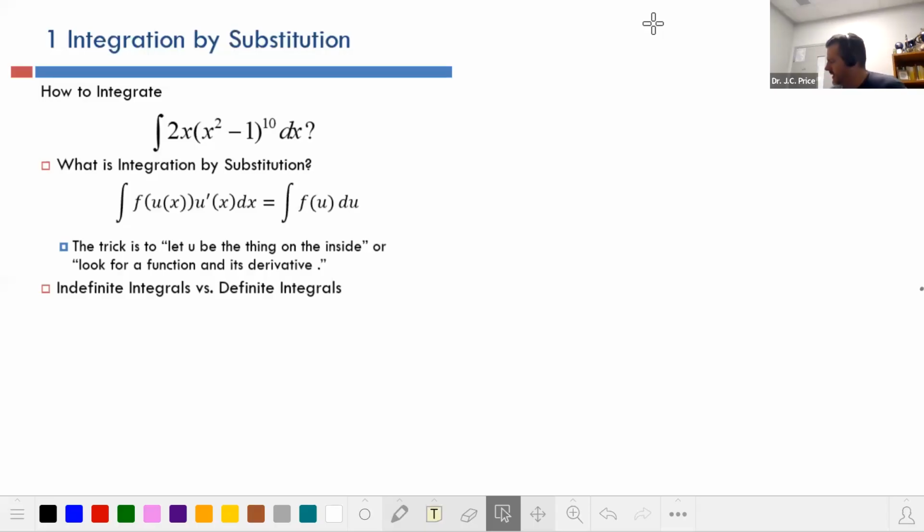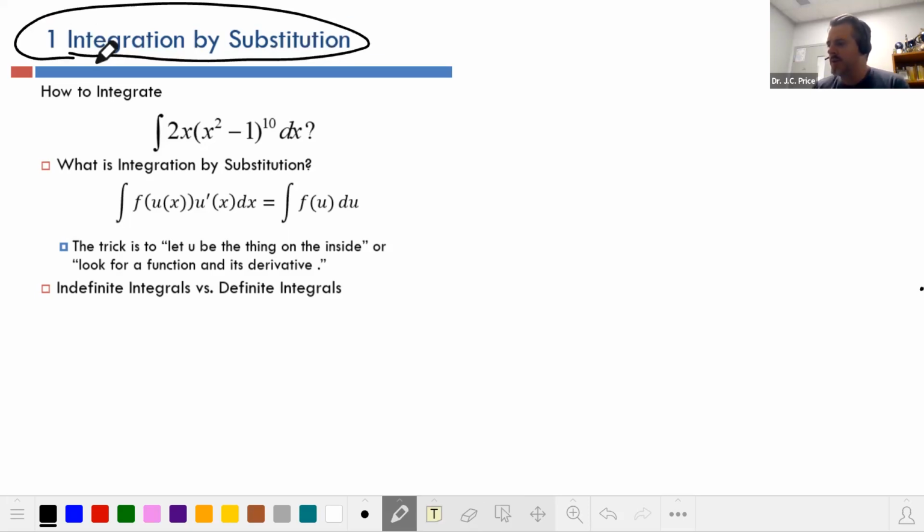All right, guys. So it's time for fun with math here, and we're going to kick it off with integration by substitution, our first technique of integration. And so, what's the idea?